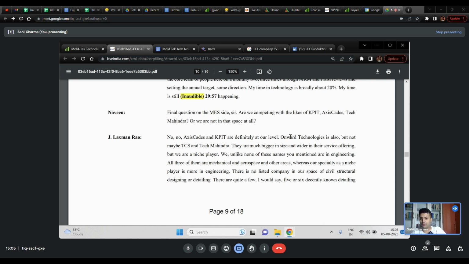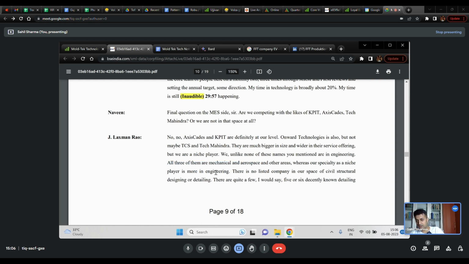Moltec is not working on. But I guess what he means to say is they're closer to Access Kids and KPIT compared to Tech Mahindra and TCS. I guess he's also probably talking about size. And then he's saying that they are mostly in mechanical and aerospace, and they are more in engineering.